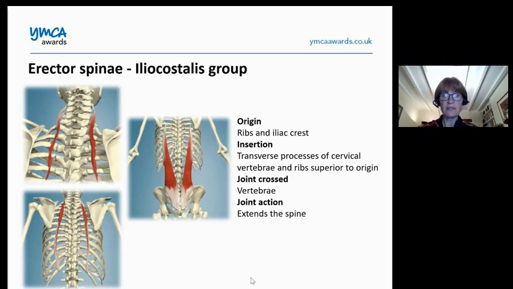So we know it's a muscle of the vertebral column, and you can see by its location how it's going to extend the spine. It's also worth looking down at the bottom of the muscle and seeing the white area, which is your thoracolumbar fascia, that a lot of these back muscles tend to blend in with. And we'll be talking about this with some of the other muscle groups. So this is iliocostalis, the most lateral of the erector spinae group.